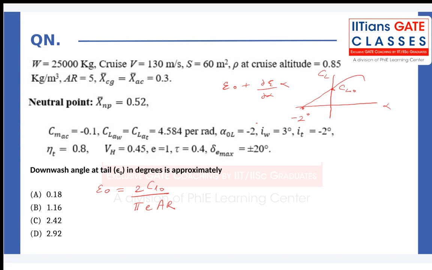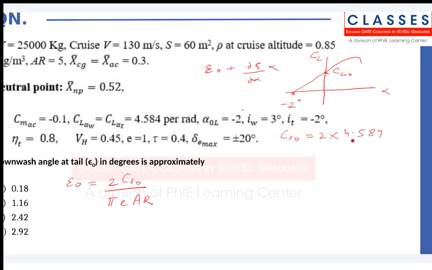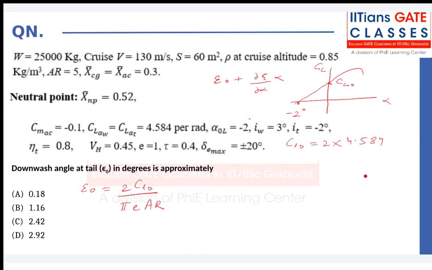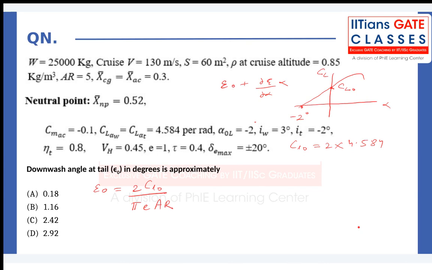From this graph, just use straight line properties and get CL naught. You have the slope, you have the zero lift angle of attack. You need to find the value at the other point. Straightforward, right? How do you do it? You just take 2 into 4.584. It's in per radian, so you need to divide it by 57.3, and I'm getting 0.16. Is everybody getting this? Till CL naught, is that clear?